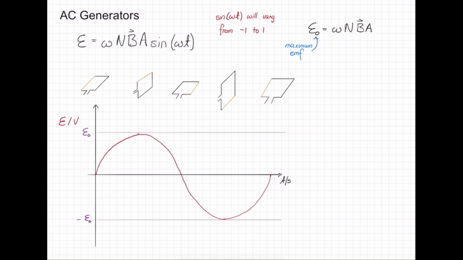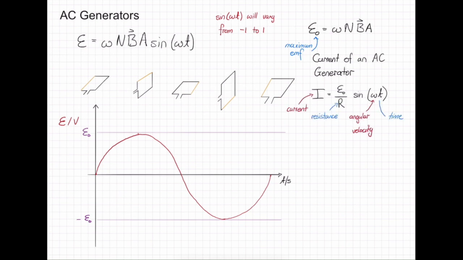So the current produced by an AC generator is going to be determined by Ohm's law, where our current is equal to our voltage divided by our resistance. This gives that our current is equal to our maximum EMF divided by the resistance of the circuit times sine of the angular velocity times time. This is where our maximum current is going to be equal to our maximum EMF divided by our resistance. From this we can see that our current is following a sinusoidal pattern as well. In fact, it follows the same sinusoidal relationship as EMF.